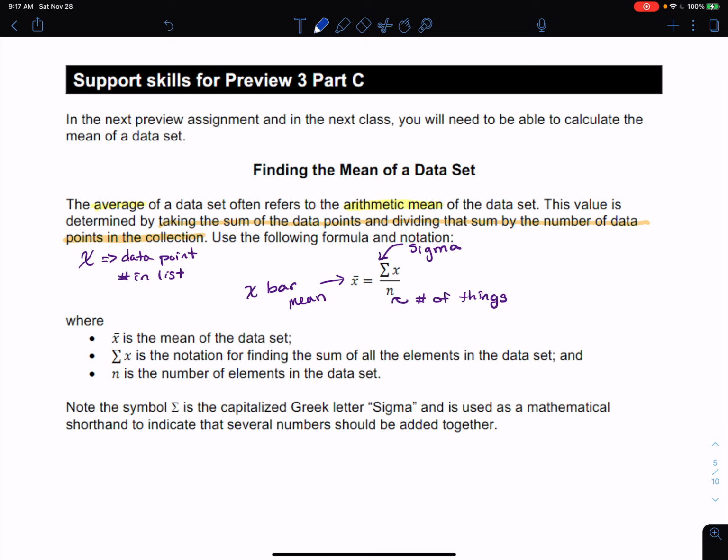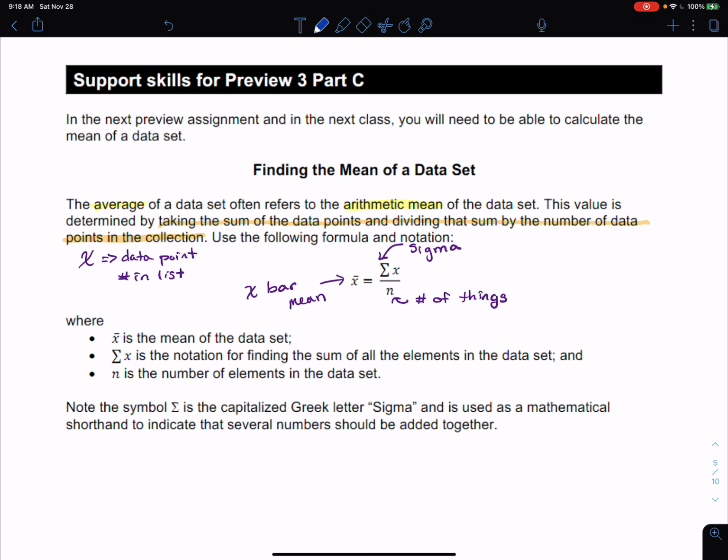Let's look at the support skills for Preview 3, Part C. In the next preview assignment and in the next class, you will need to be able to calculate the mean of a data set. So if we look at finding the mean of a data set, the average of a data set often refers to the arithmetic mean of the data set.